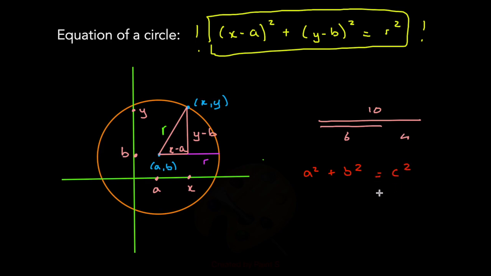In the same way, we can square the two shorter sides to equal the square of our longer side. So that's going to be (x − a)² + (y − b)² = r². And just like that, we've got our equation. Pretty darn simple, eh? Now let's have a look at an example question.